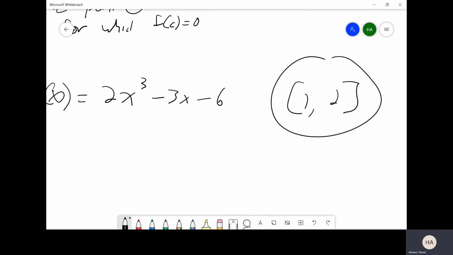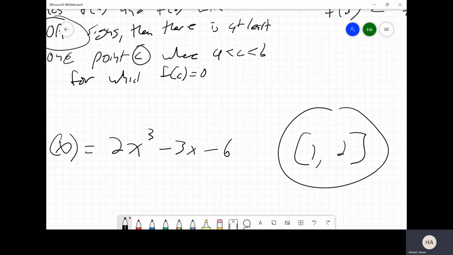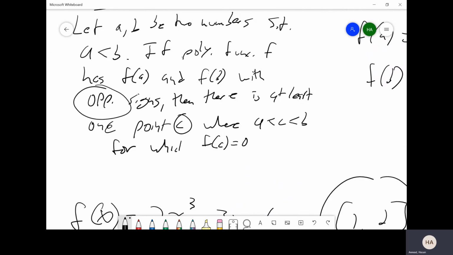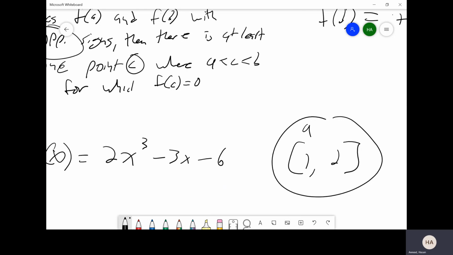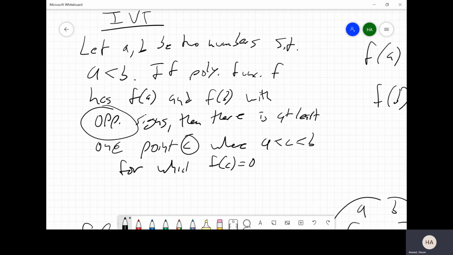So in this case, I'm giving you the interval 1 and 2, and I'm telling you to use the intermediate value theorem to show that there is a real solution. By our definition, we have an A and a B. In this case, A is going to be 1, B is going to be 2. So what this tells you is that we have to plug A and B into our function.